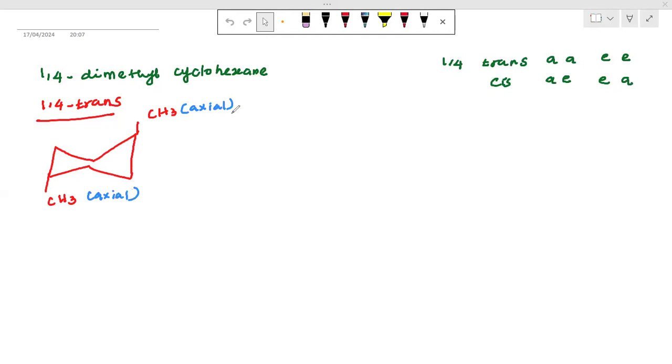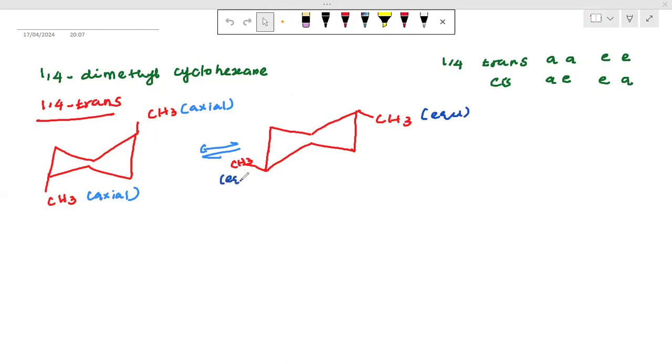Another possibility we can give for 1,4 is that both are equatorial. Otherwise we can write it like this also. The first carbon is equatorial, and the fourth carbon is also equatorial. This is the 1,4 diequatorial form.